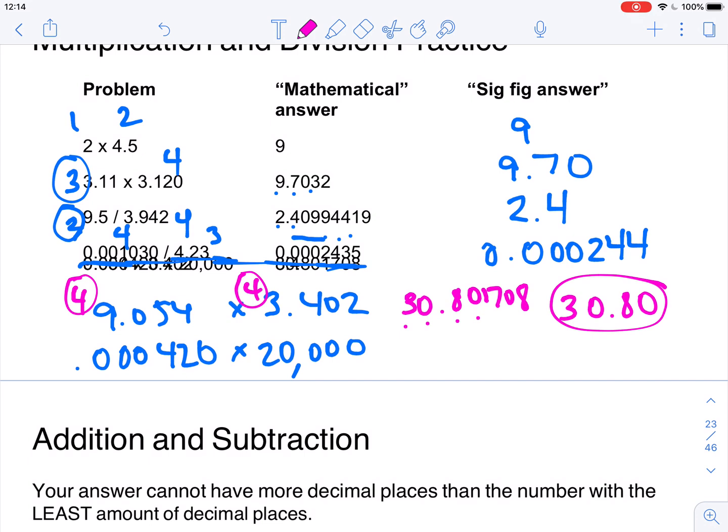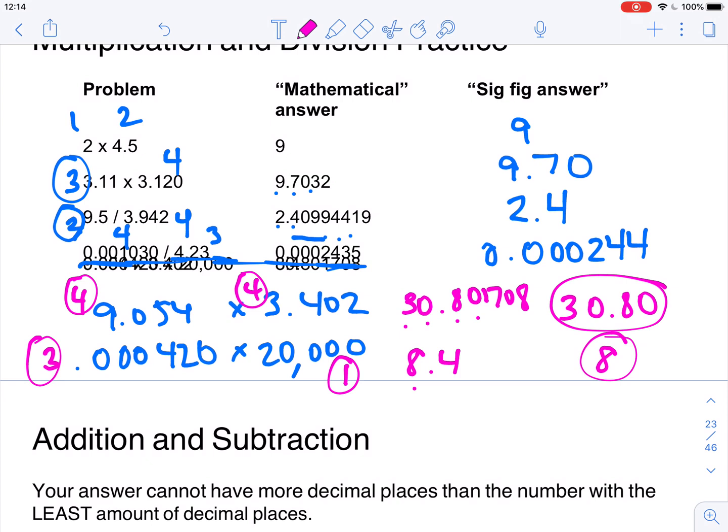Finally, 0.000420 has 3 sig figs. 20,000 only has 1. Remember, there's no decimal forcing those zeros to be significant. Therefore, my answer should only have 1. My mathematical answer is 8.4. So here's my sig fig. 4 is going to round down. I'm left with 8. Okay?